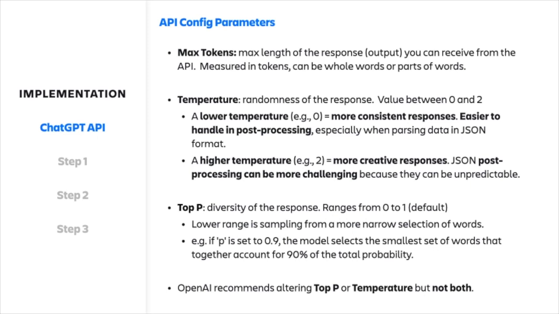And then lastly, the top P controls the diversity of the response, ranging anywhere from 0 to 1, which is the default. A lower range equals a less diverse response, and here we're sampling from a more narrow selection of words. A higher top P equals a more diverse response. For example, if we have a top P of 0.9, the model selects the smallest set of words that together account for a larger total probability. OpenAI does recommend altering top P or temperature, but not both.